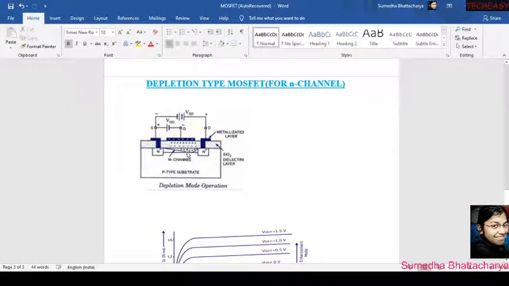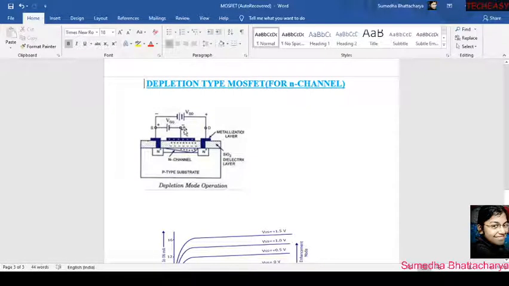So what will happen? The value of current which will flow from drain to source will also decrease. That means when VGG is minus 1, but the value of VDD is the same. When the value of VDD is 0 but VGG is minus 1, the value of current will already increase. But when VGG is equal to 0 and we increase VDD, the value of current will be greater than when VGG is less than 0.